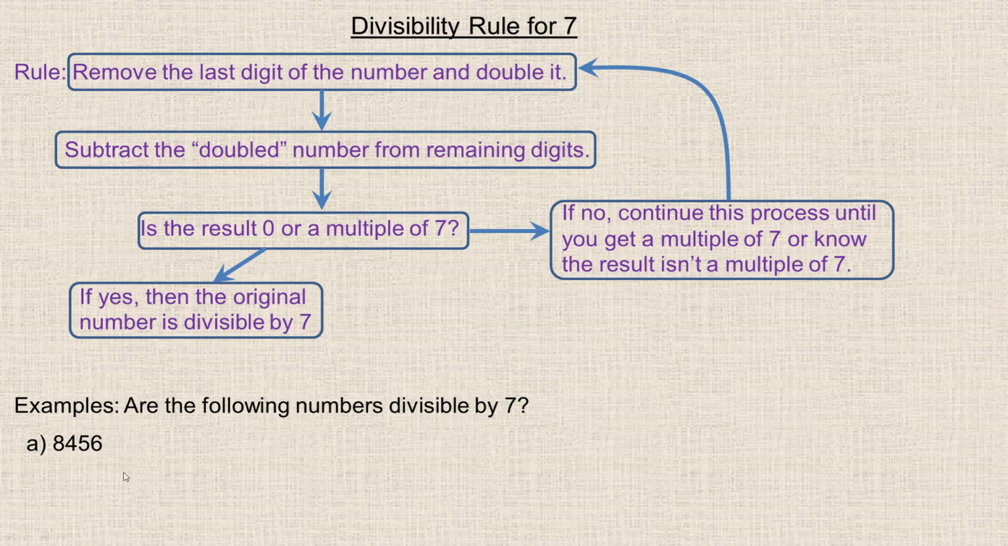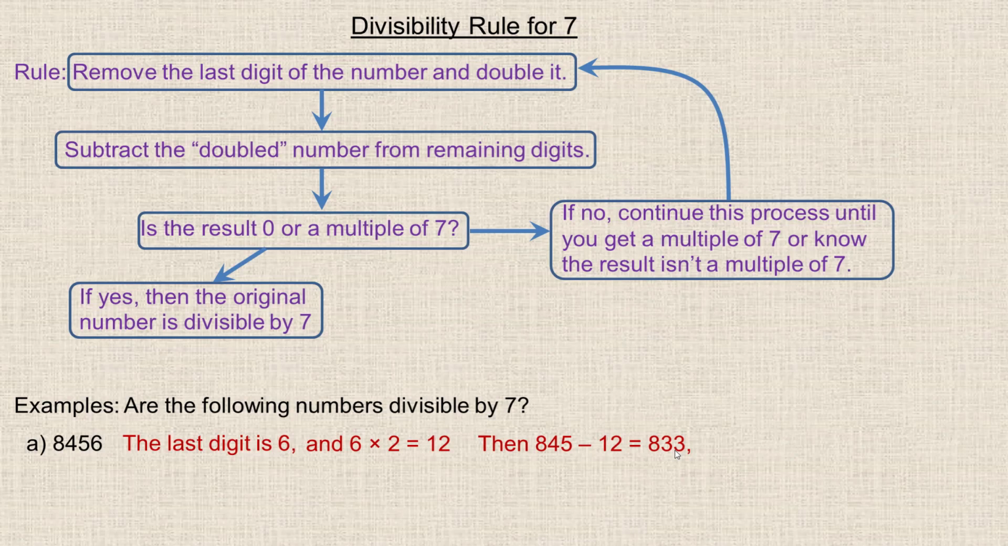So the first example is 8,456. It ends in a 6, so we take the 6 and we double that. So 6 times 2 is 12. And you see, we've removed the 6, so it's 845 that we subtract 12 from. Once we take the 6 off, we're left with 845. So 845 minus 12 is 833.